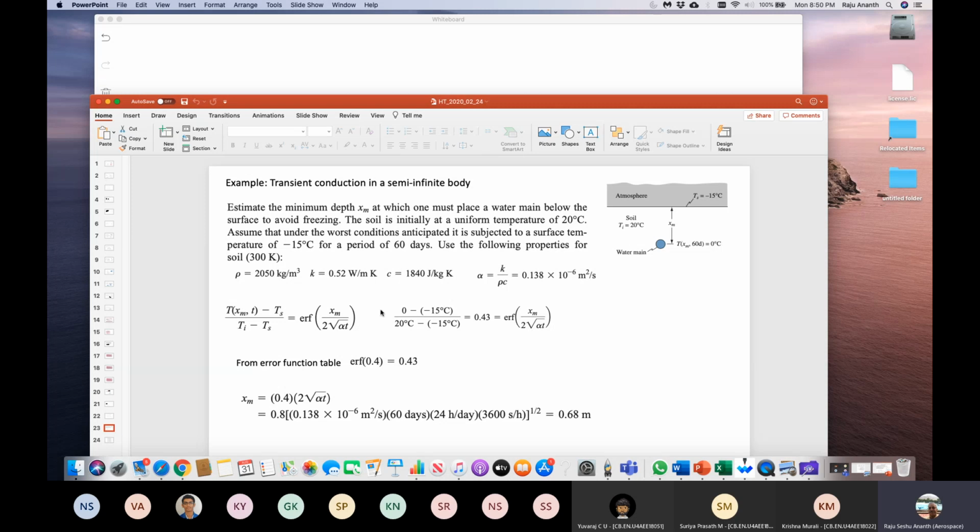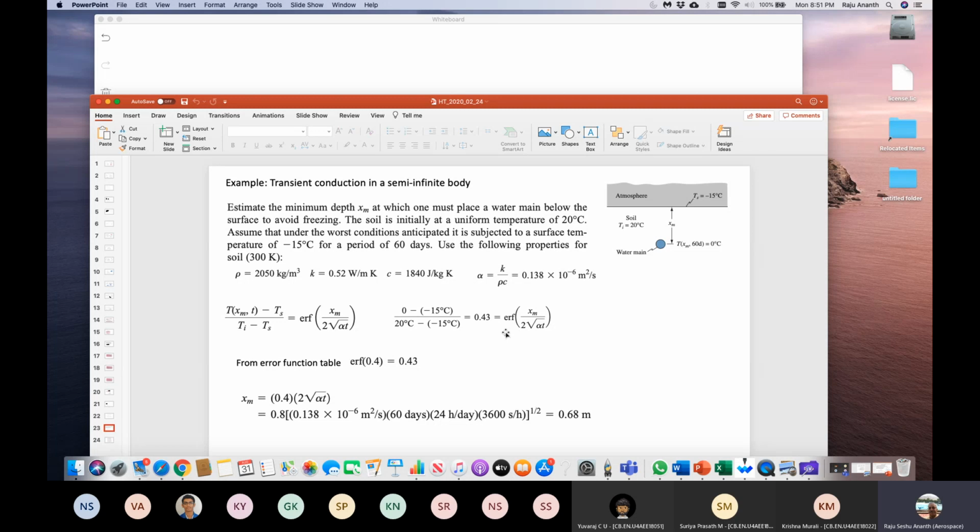I'm going to calculate at x equal to xm, which I don't know yet. I'm going to determine T at xm minus Ti over Ts minus Ti. The temperature there should be 0 degrees, because that's when it's going to freeze. So 0 minus the surface temperature, minus 15 degrees, since the earth is going to get minus 15 for 60 days. Initially it's all 20 degrees everywhere, so 20 minus minus 15, which is 35. Computing this, I get 0.43.